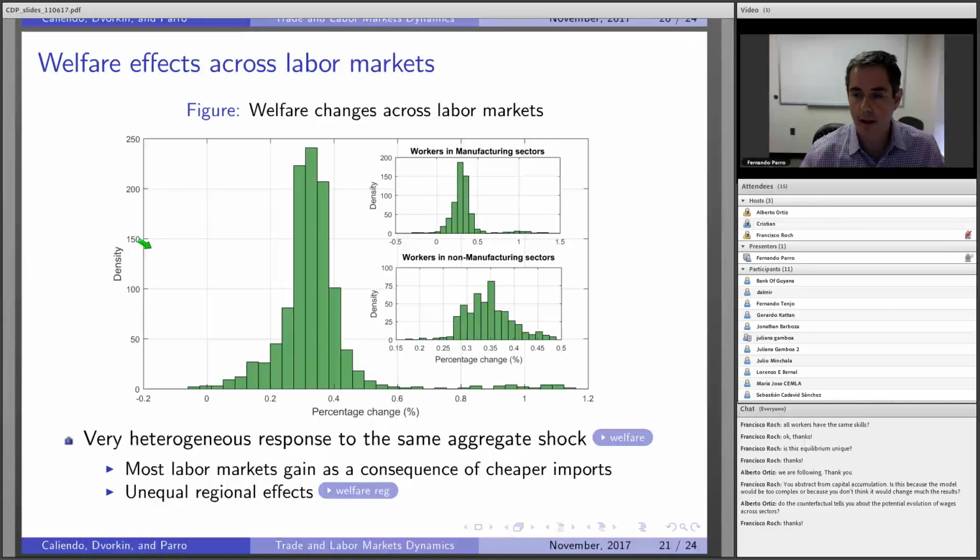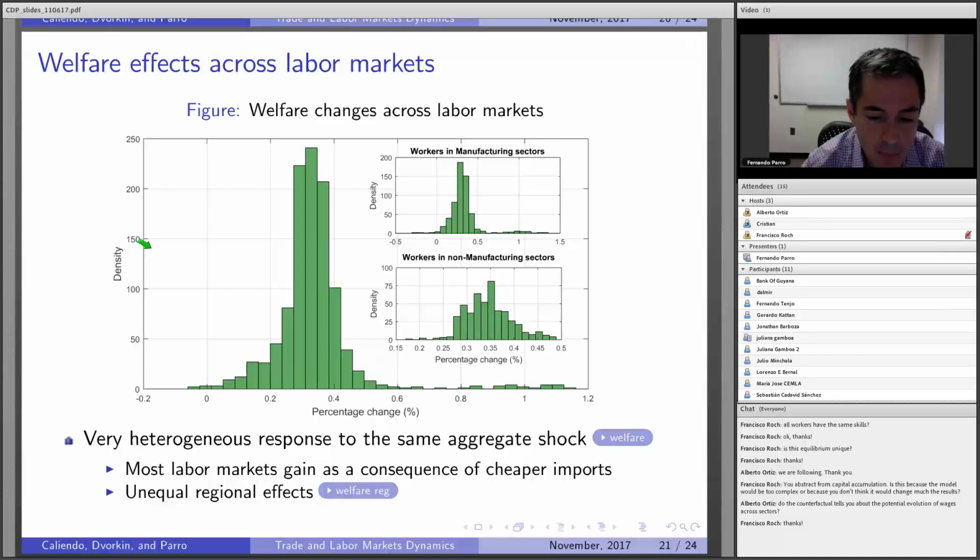So here we have the welfare effects. This is a histogram that shows the welfare effects measured in terms of consumption equivalent. This is not exactly what you were asking, Alberto, because the welfare effects contain, as I said previously, two components: changes in real wages and the change in the option value of migration. But you can take this as an indication of what happened with real wages across different labor markets.